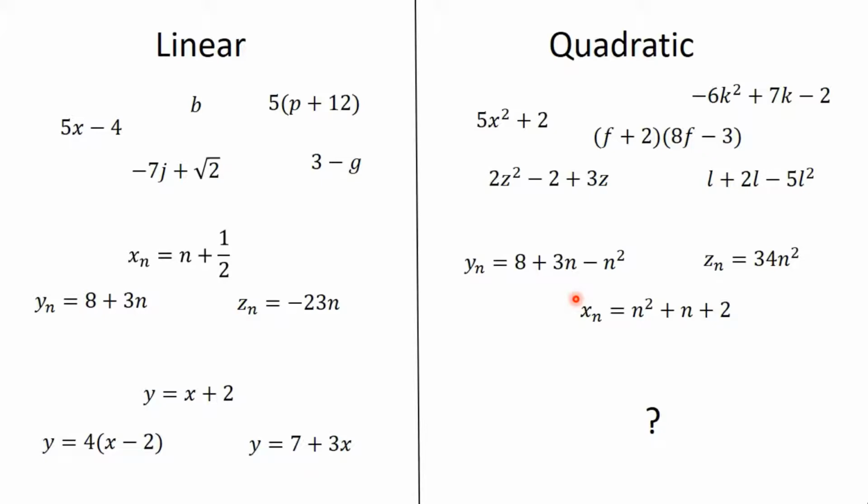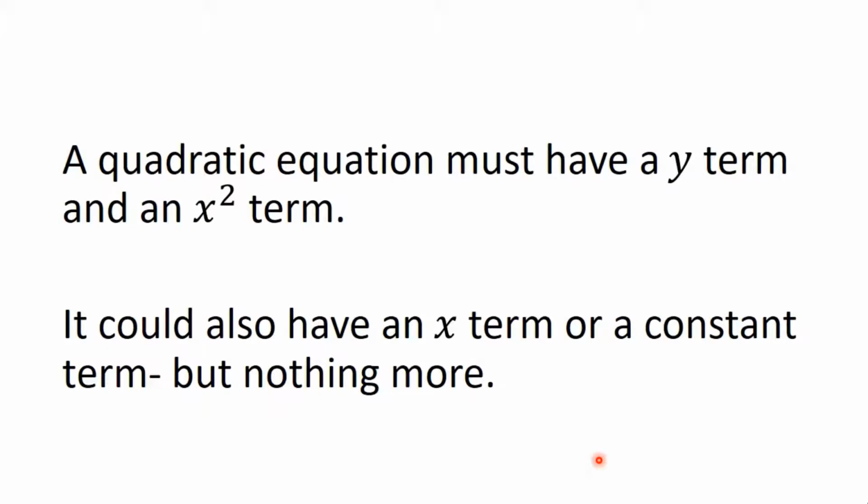So it's a graph that is going to be a bit like these linear graphs, but there will be an x squared term involved. So a quadratic equation, and I'm saying quadratic equation here in the graph equation, it must have a y term and it must have an x squared term. And just like with expressions and with sequences, we can also have the x term or the constant term, but we can't have anything else.